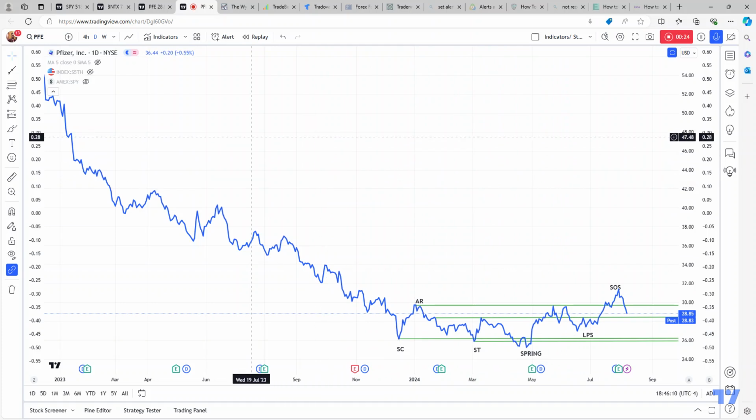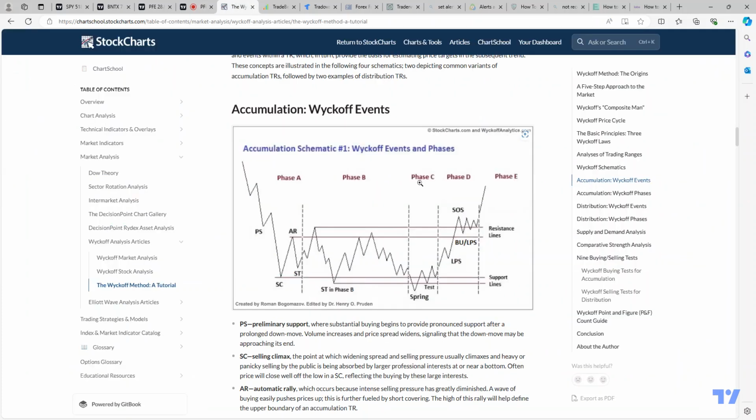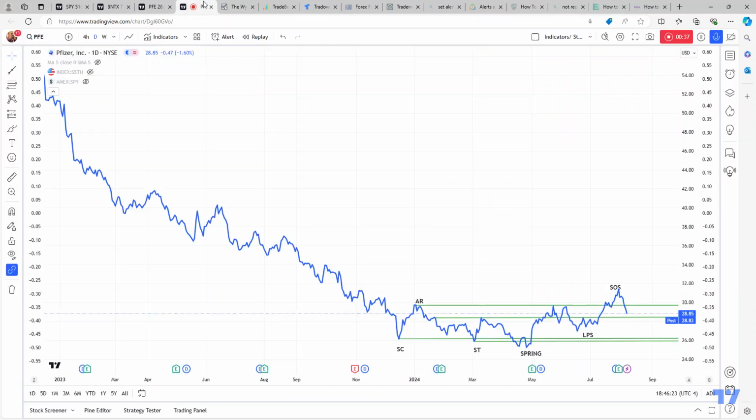So very simply, you can see that there's a markdown phase, there's accumulation, and then there's a markup phase. You can just Google this. This will probably be the first hit. So that's what I've marked up here.